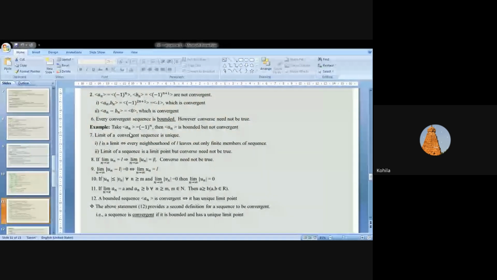Next point. Limit of a convergent sequence is unique. Limit of a convergent sequence is unique. If L is a limit, you can say every neighborhood of L contains all but finitely many terms of the sequence.